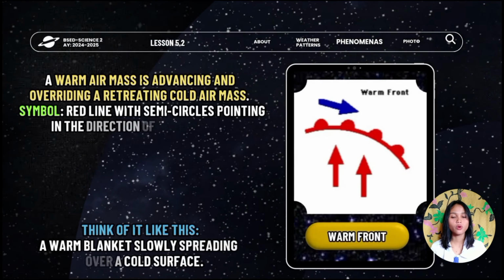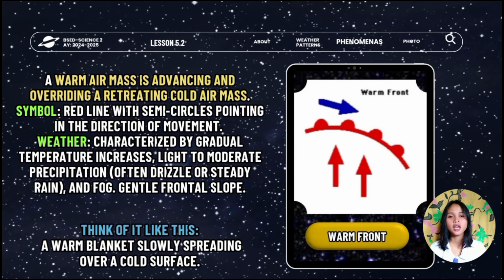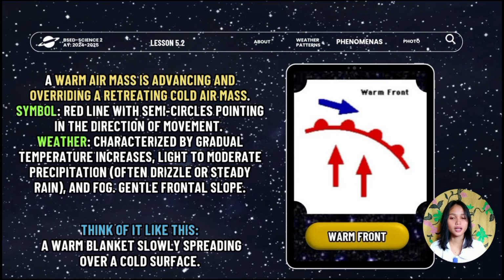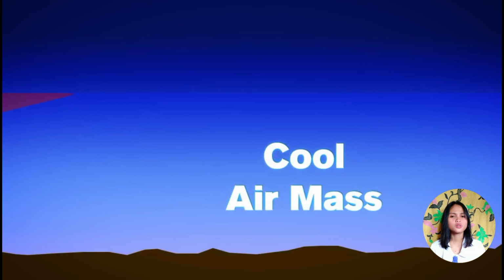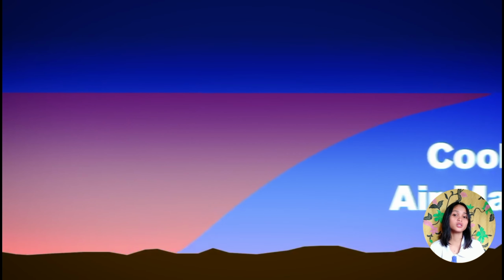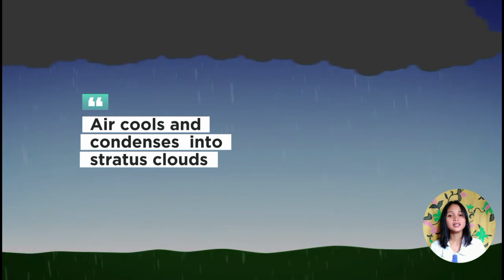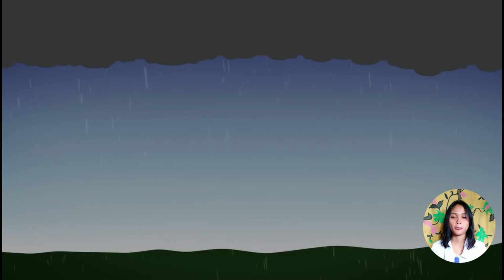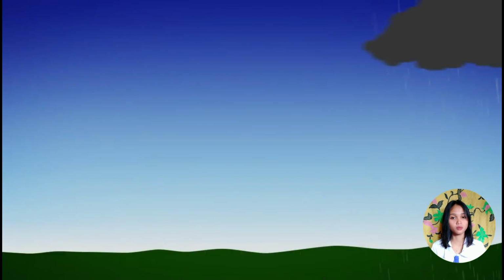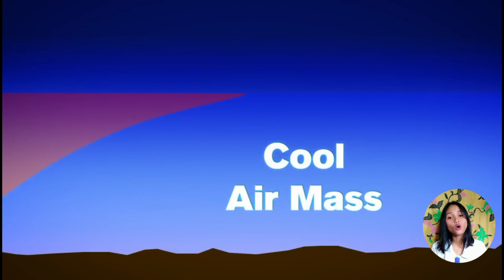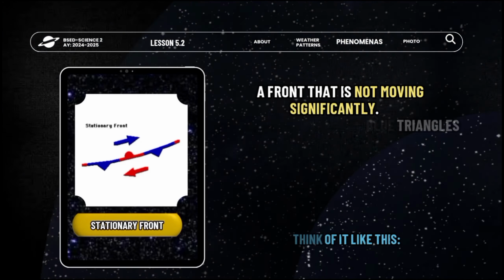Warm front is when the warm air mass moves into an area where the cooler air mass has been. It is represented by the symbol of a red line with semicircles pointing in the direction of movement. As the warm air mass rises over the cooler air, it often cools and condenses into stratus clouds, leading to a long period of light rain. Then, the weather after the warm front passes tends to be warmer and more humid. It's like a warm blanket slowly spreading over a cold surface.